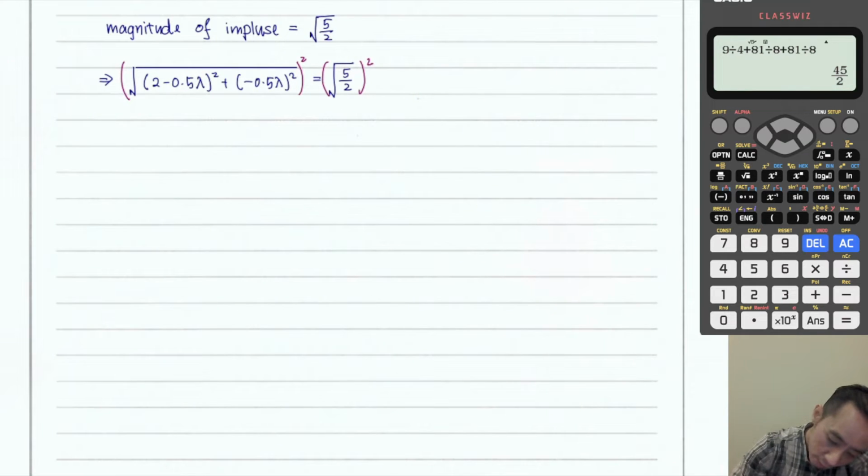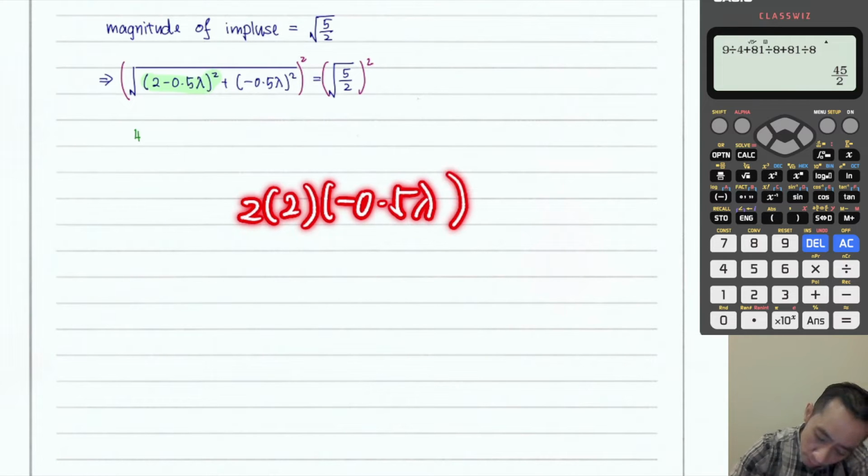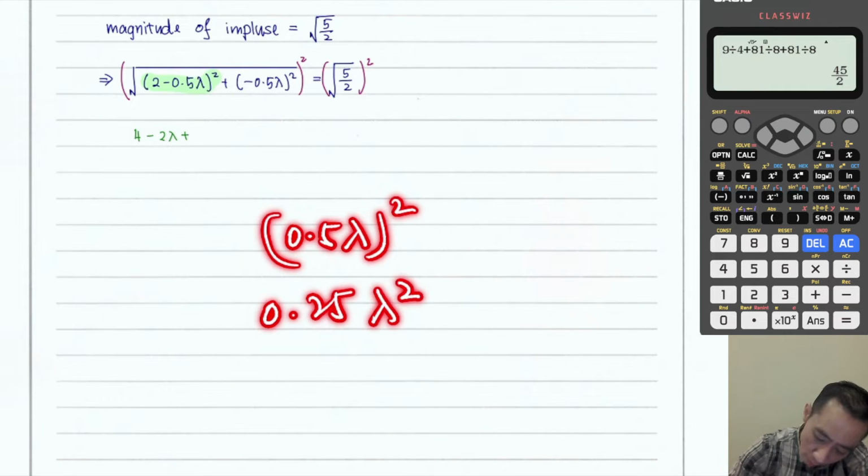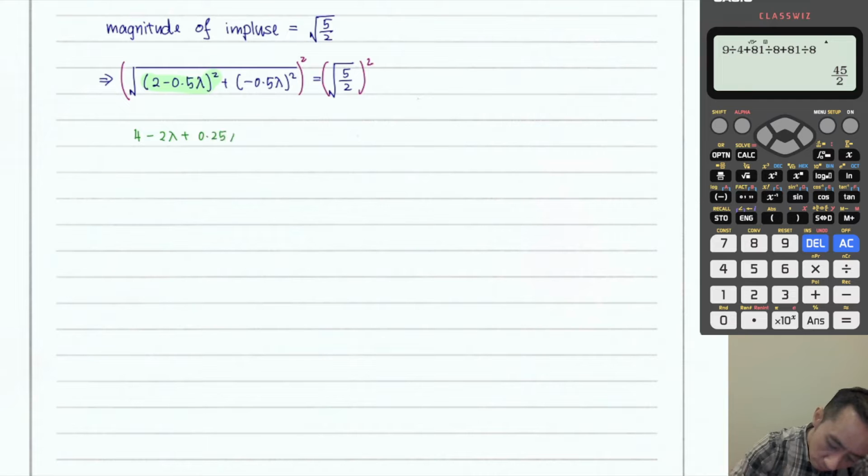So here I do the expansions. I have 4, and then 2 times 2 times negative 0.5 lambda, which is negative 2 lambda, and then plus 0.25 lambda squared. Then plus 0.25 for the other term, equals the square root squared, so it will cancel off, so I am left with 5 over 2, which is 2.5.